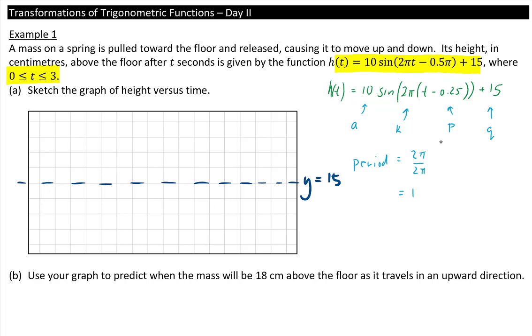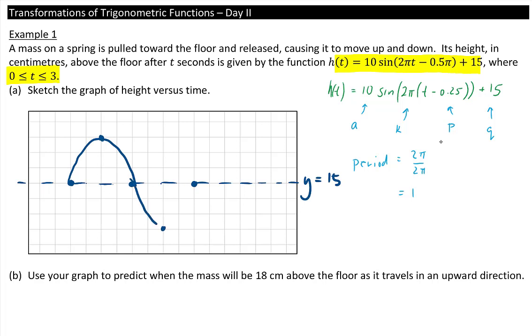Then just pick any point on the page. So let's say we're here. And we know it takes 1 second to complete a cycle. So let's just count 1, 2, 3, 4. Try to make your sine graph as big as you possibly can. I like to count by 4 squares because then I know my max can go here and my min can go here.